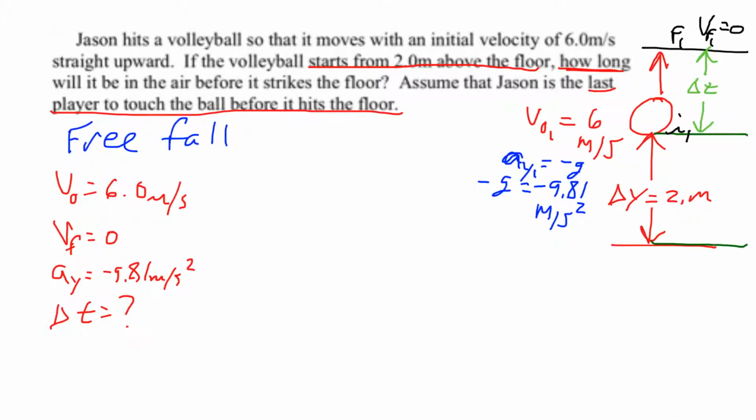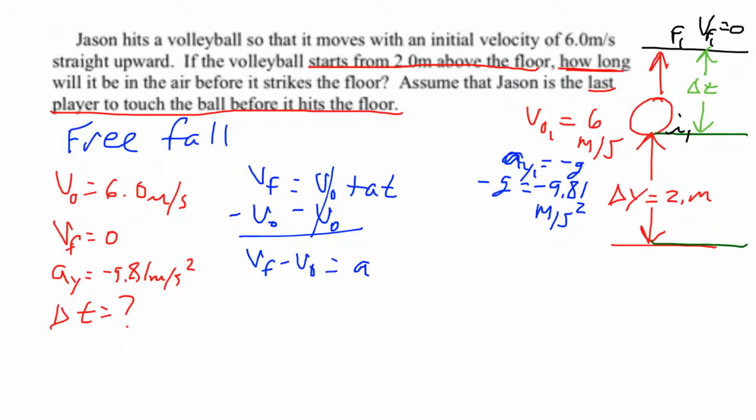So let's write that down and plug in. Final velocity equals initial velocity plus acceleration times time. Time is the thing I'm after, so I'm going to have to rearrange here. We subtract the initial velocity on both sides, so we get final velocity minus initial velocity equals acceleration times time. Divide by acceleration on both sides, and time is equal to final velocity minus the initial velocity divided by the acceleration.